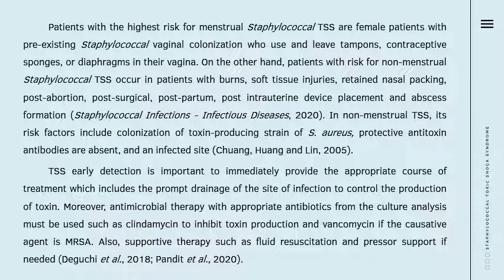This is the first reported case to document the fulminant course of staphylococcal TSS in a lactating mother with a breast abscess. Thank you for listening.